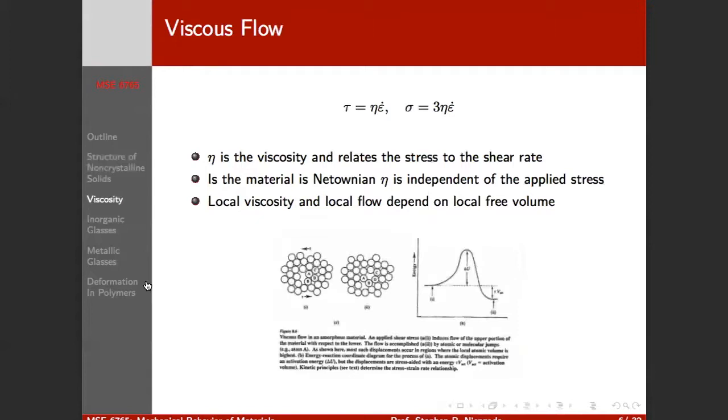Polymers are shear thickening or the other is shear thinning. Polymers are shear thinning, right? The faster you shear them, the more chain alignment you have, right? You essentially untangle them.